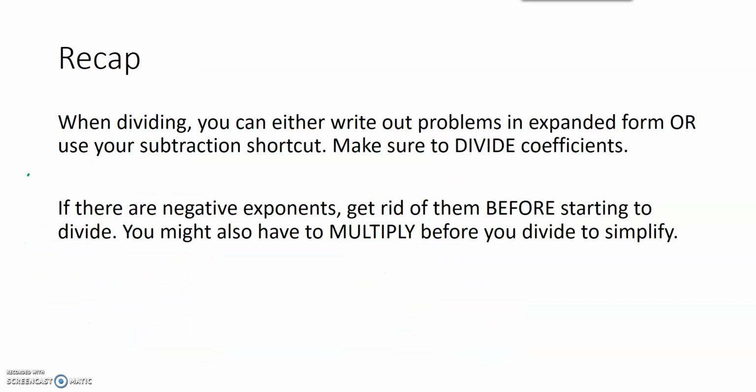Okay? Quick recap. When dividing, you can either write out the problems in expanded form, and that's how I'd start doing these, or use the subtraction shortcut, which is what I used on the last set there. Make sure you divide your coefficients, and if there are any negative exponents, get rid of those before you start dividing. You might have to multiply, combine things together before you start to simplify.